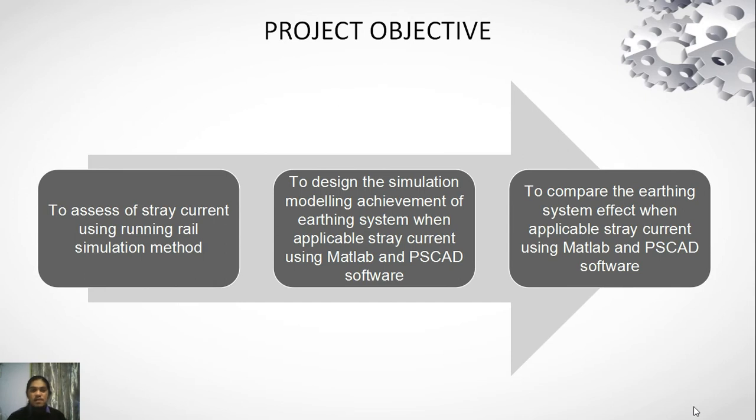In this project, my project objectives are, first, to assess stray current using the running rail simulation method. Second, to design the simulation modeling of the earthing system when stray current is applied, using MATLAB and PSCAD software. And last, to compare the earthing system effect when stray current is applied, using MATLAB and PSCAD software.